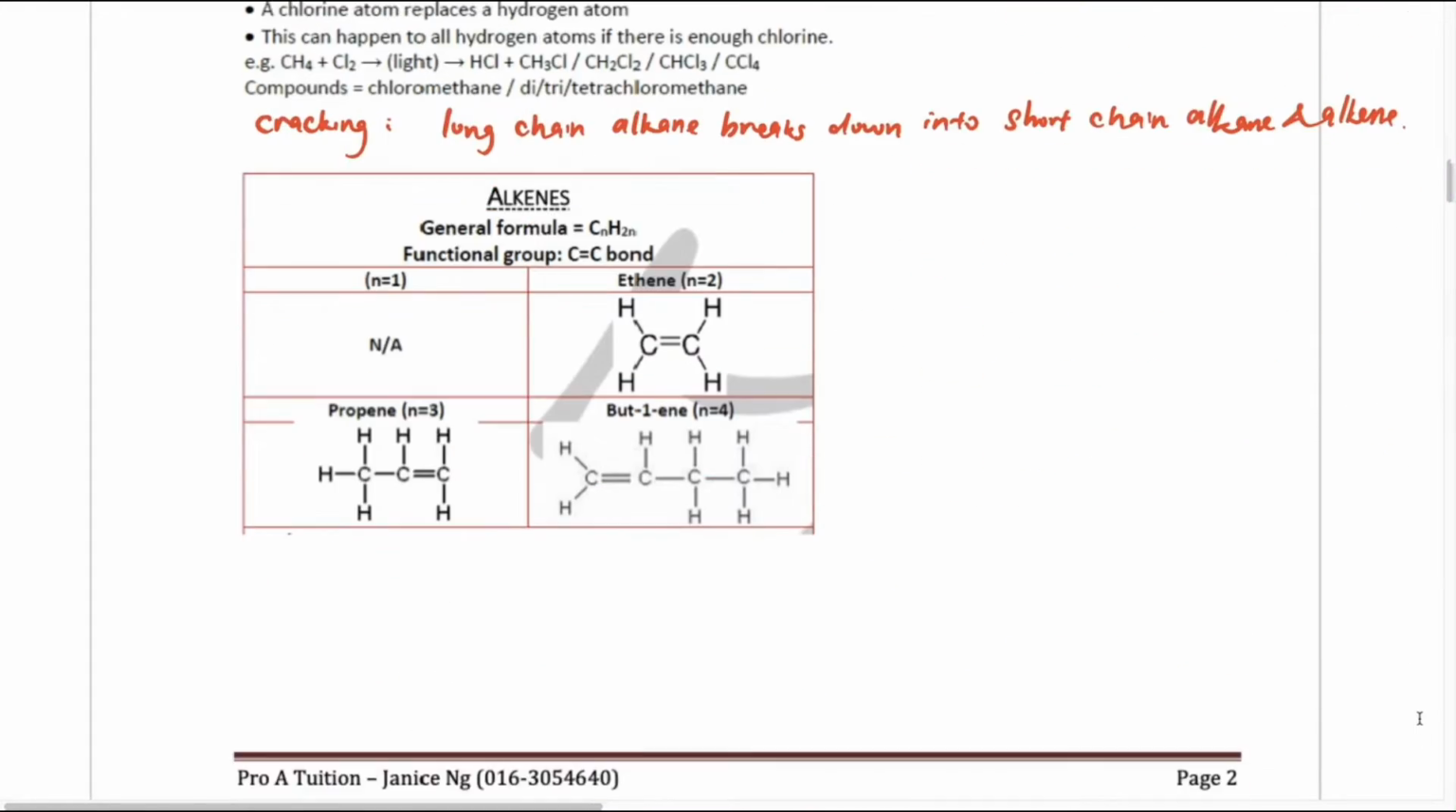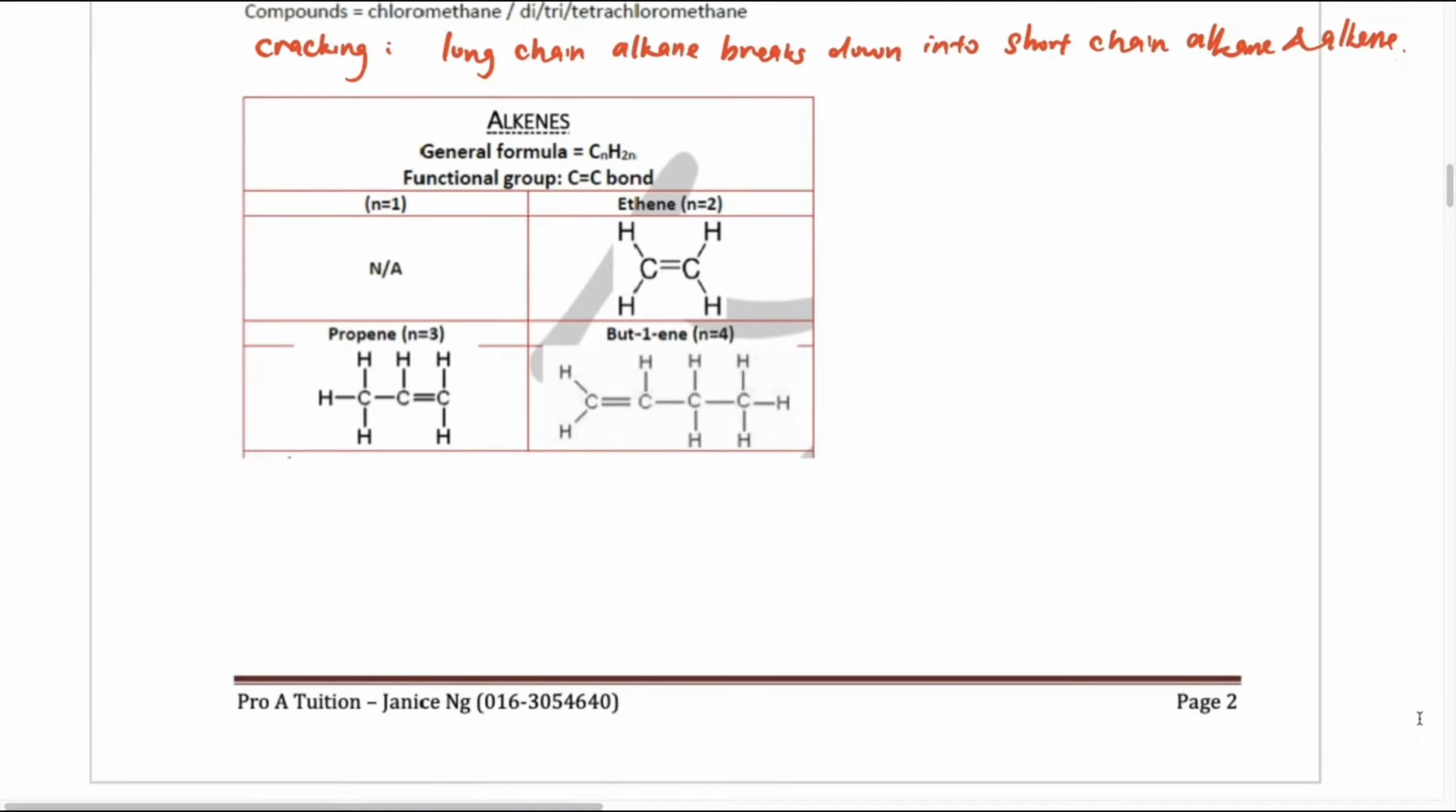Now we look at the second homologous series that we are going to go through, which is alkene. General formula CnH2n, functional group CC double bond. We don't have members for n equal to 1 because in order to form a CC double bond we need at least 2 carbons. So the first member is hence ethene, 2 carbon. You can see the CC double bond. Propene, 3 carbon, CC double bond is there.